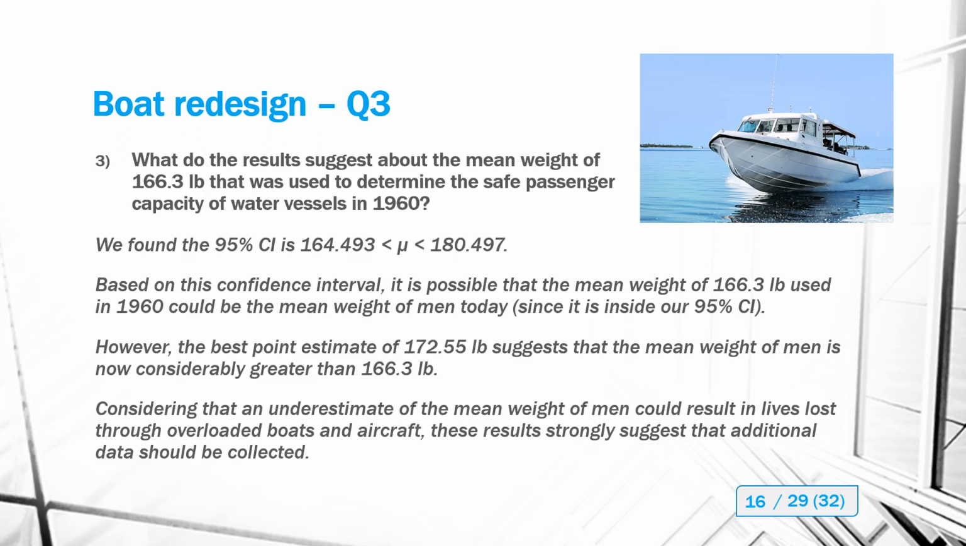That's because the old value that was used in the design, which is actually leading to accidents today, is in our confidence interval, and the value that should be used today, which is coming from our sample, is also within our confidence interval. So they shouldn't both be in our confidence interval. It should be that the one is in and the other is out. But because both of them are in, that suggests we don't have all the information we need.